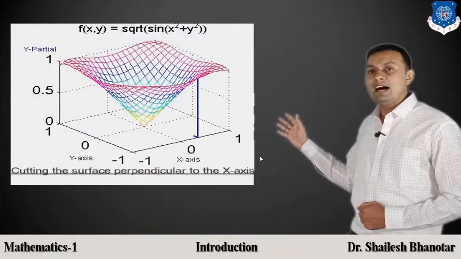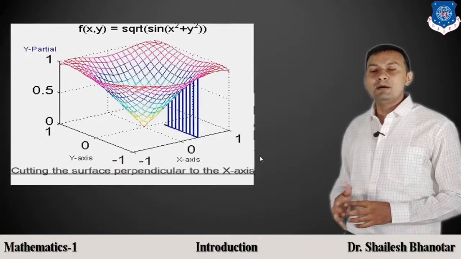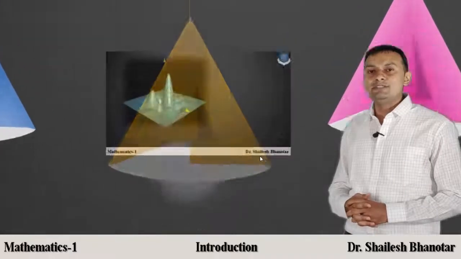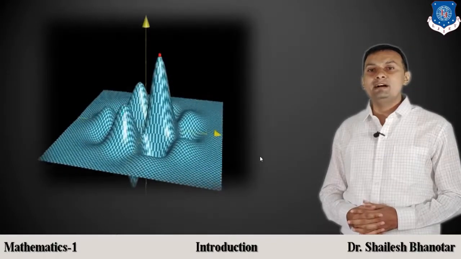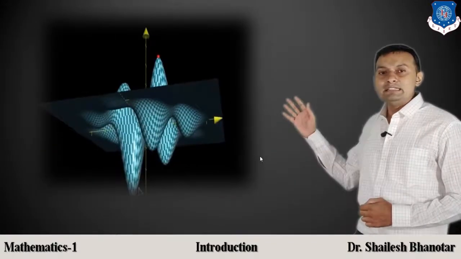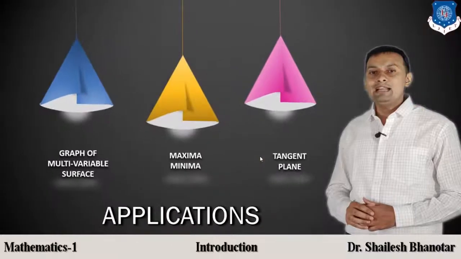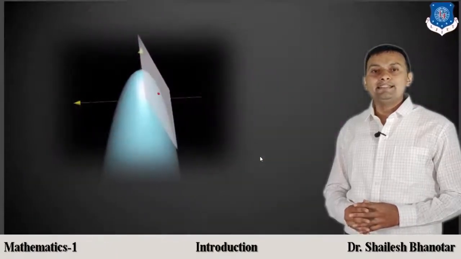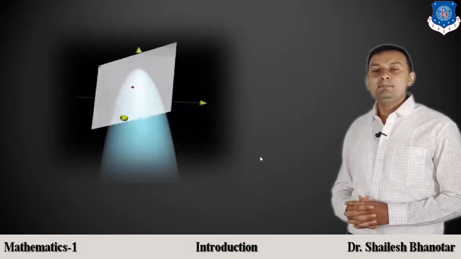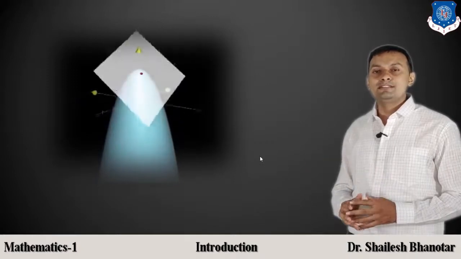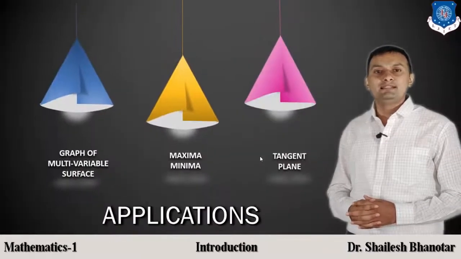So here you can see the graph of the multivariable function, and again all the cross sections taken perpendicular to the x-axis are in the form of curves. Next, partial derivatives are used to find maxima and minima of functions. So here, as you can see, the top points are maximums and bottoms are minimums. Also, it is used to find the tangent plane. So here you can see the tangent plane touches the surface, and perpendicular to that point we can draw the normal line.